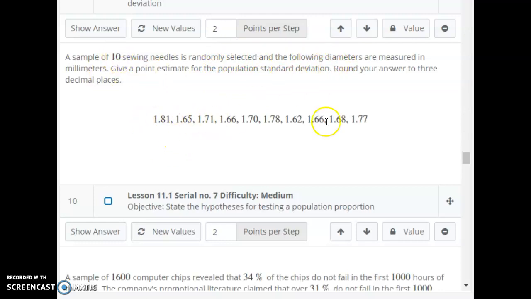So we have 10 data points that are part of a population. We just have a sample. We just have a small portion of that population. And in order to estimate the population standard deviation, our best guess, our point estimate, would be the sample standard deviation. So what they really want here is the sample standard deviation, because that's the best guess of the standard deviation of the diameters of all the sewing needles, not just these 10. So even though these words say that, we're looking for the sample standard deviation as a point estimate for the population standard deviation.